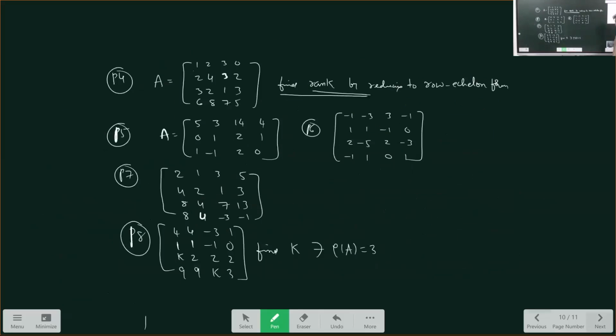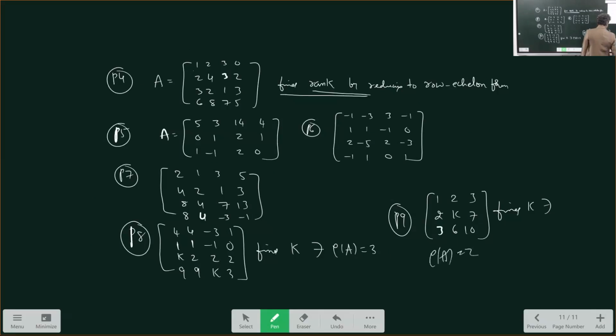Okay, so these are the problems. So P9 is 1, 2, 3, 1, 2, 3, 2K7, 2K7, and 3, 6, 10. Find K such that the rank of A is 2. Yes, it is visible.